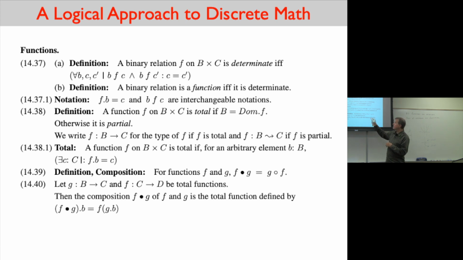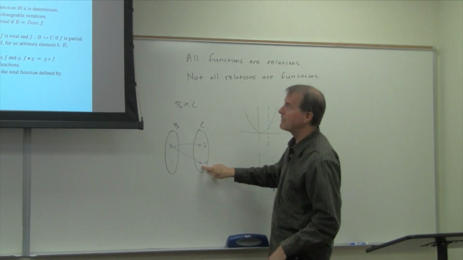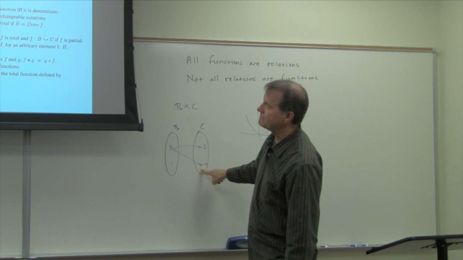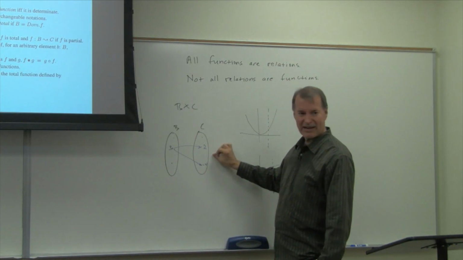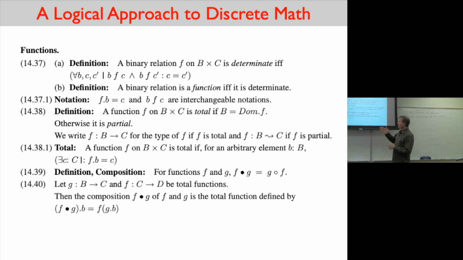Okay, so if you have BfC and BfC prime, that has to be what? C and C prime have to be the same thing. They can't be different. Now, do you understand how that works? For all B, C, C prime, if BfC and BfC prime, the only way they can happen is if C equals C prime. They can't be different like this. Okay? That's the formal definition of determinate.